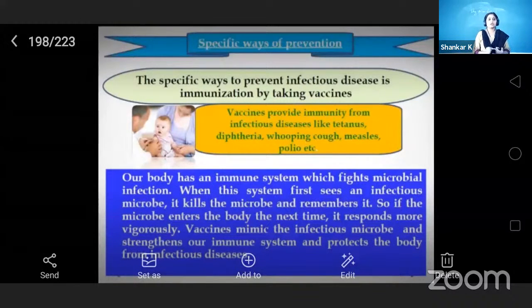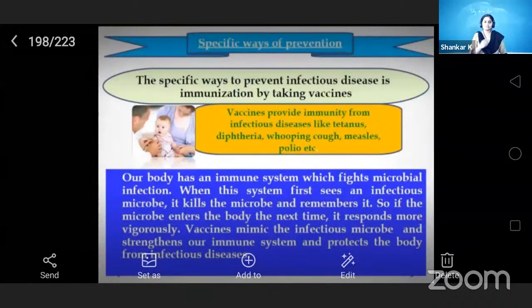Our body has an immune system which fights microbial infections. When the system first meets an infectious microbe, it kills the microbe and remembers it. If the microbe enters the body again, the next time it responds more vigorously. Vaccines mimic the infectious microbes and alert our immune system, protecting the body from infectious diseases.